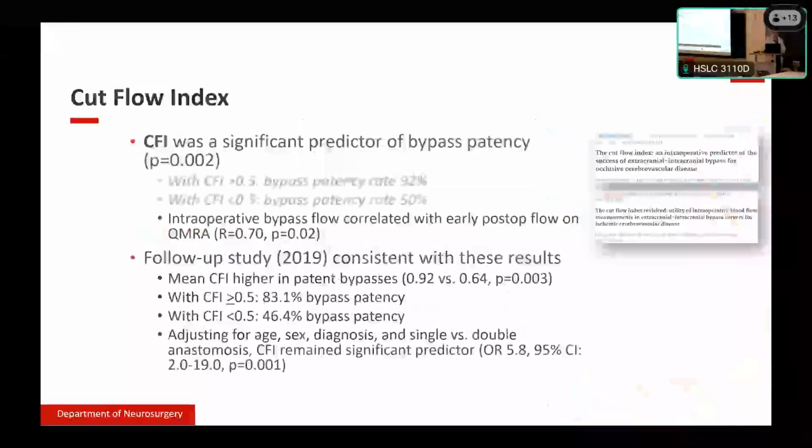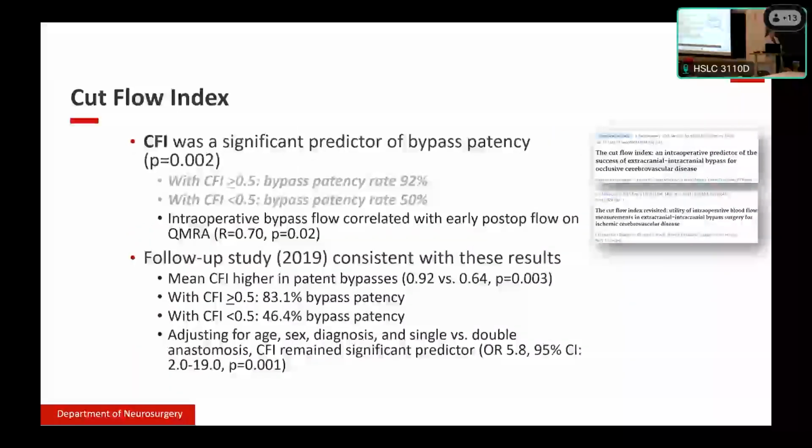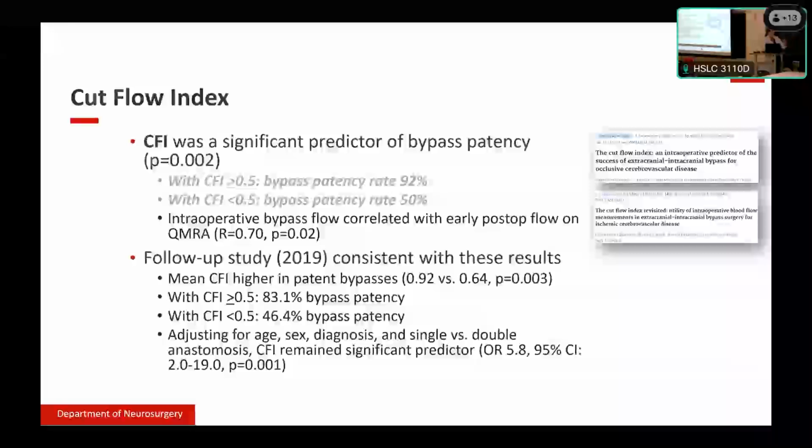So in these two studies, the initial one was 2005. This was a follow-up in 2019 when I was in residency. But they showed the same thing, that this 0.5 is predictive of bypass patency. Now, if you have 0.5 or less, it's not saying that you won't have a patent bypass, but it's a 50-50 chance at that point.